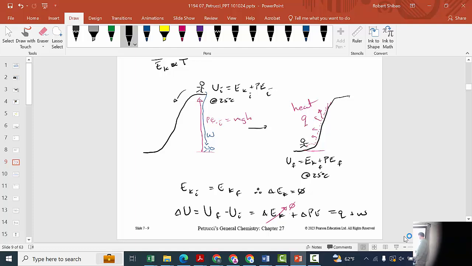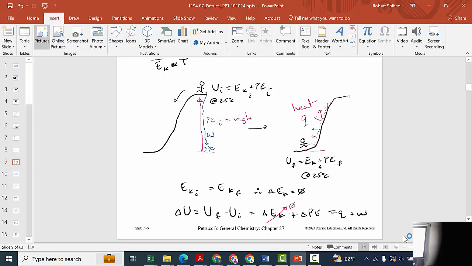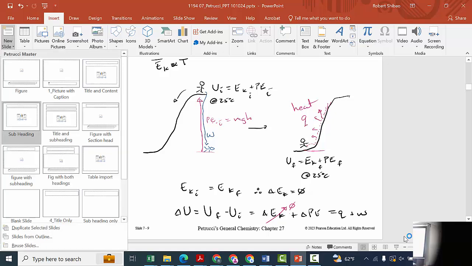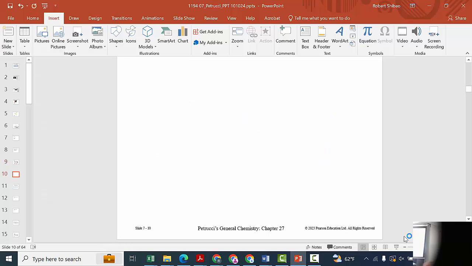Heat and/or work. Okay, there's one other way of doing it. Let's say they want to do the maximum amount of work. If they want to do the maximum amount of work for something like this, then they might set it up like this.